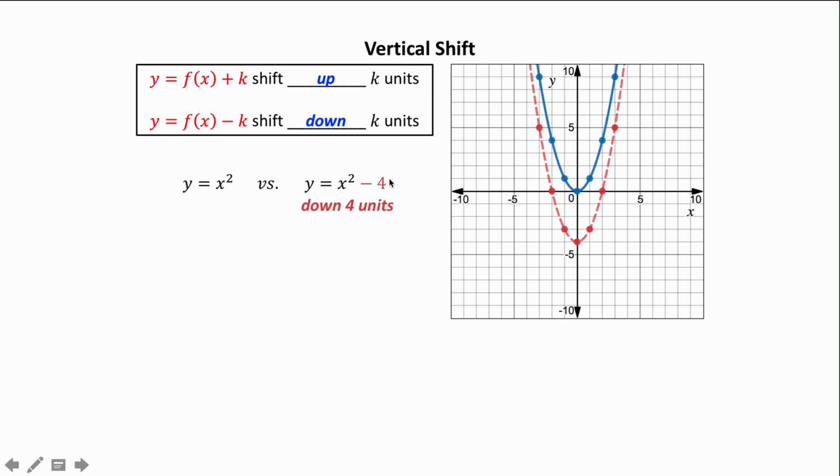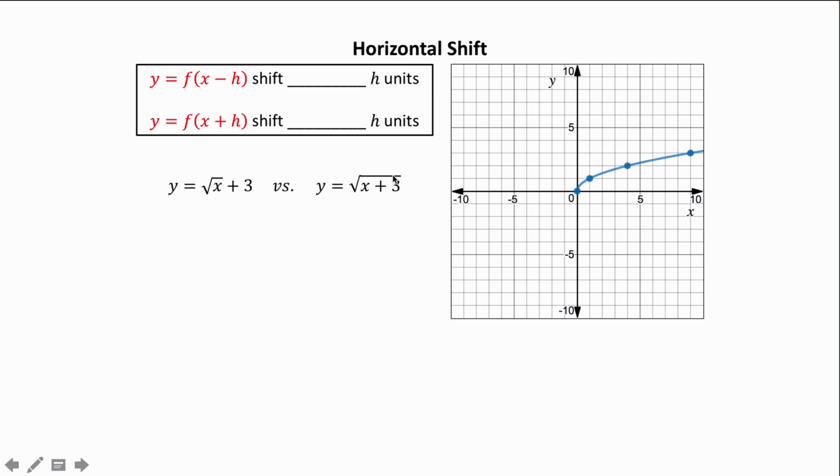The key thing to recognize for a vertical shift is that the value of k is not being squared. It's not inside of our function, it's outside, it's external. If you have something inside your function, that's going to cause it to be a horizontal shift. So if you have a function like y equals f of x minus h or f of x plus h, that's going to cause some sort of horizontal shift.